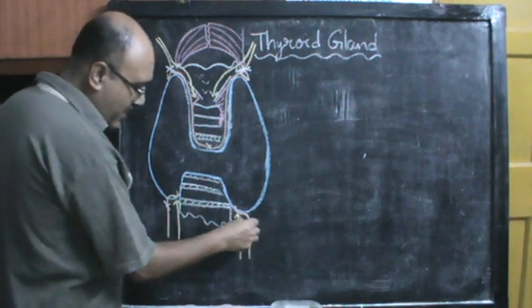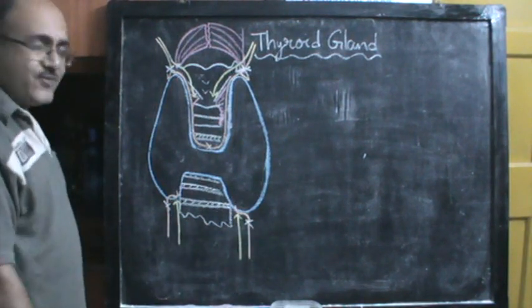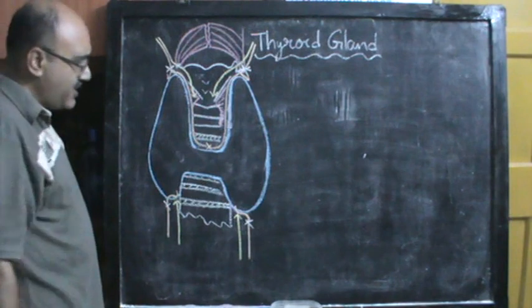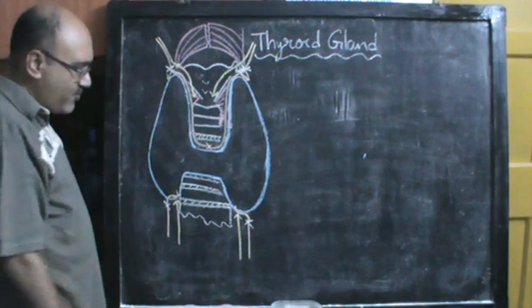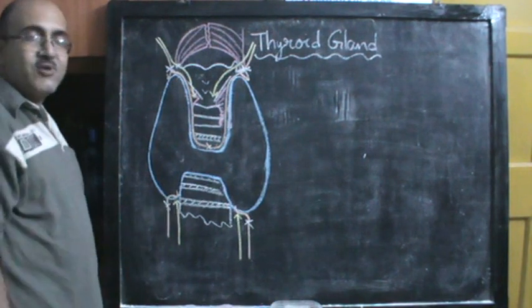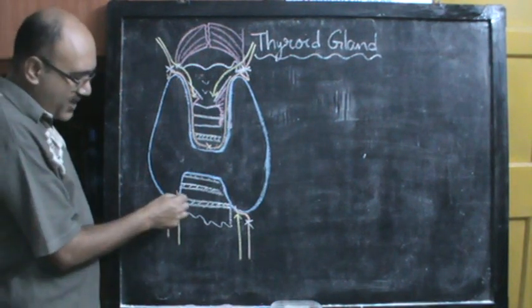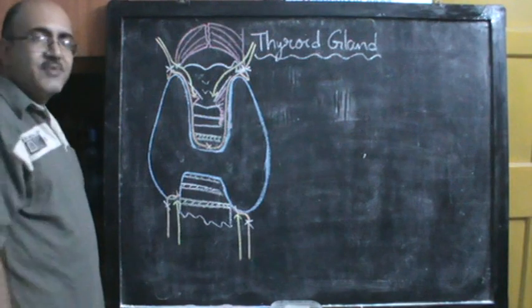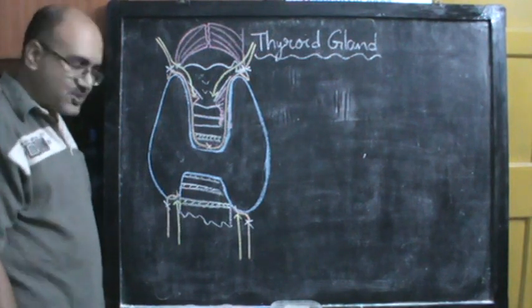the lower pole. That is the classical teaching, that if you want to tie the superior thyroid artery, you have to tie it close to the upper pole. If you want to tie the inferior thyroid artery, you have to tie it away from the lower pole, because just behind this lower pole the artery and the nerve come almost in very close contact.